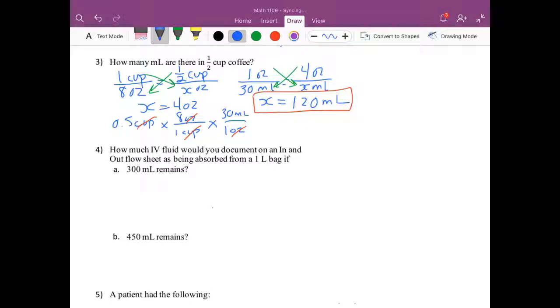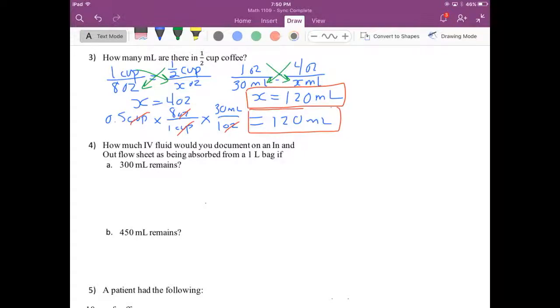So altogether, I'm going to do 0.5 times 8 divided by 1, which is nothing, times 30 divided by 1. So I end up doing 0.5 times 8 times 30, which equals 120 milliliters. So I end up with the same answer. It's up to you which one you do, or if you have even a different method you use to do this. All are perfectly acceptable, but these are just two of the ways that these can be done.